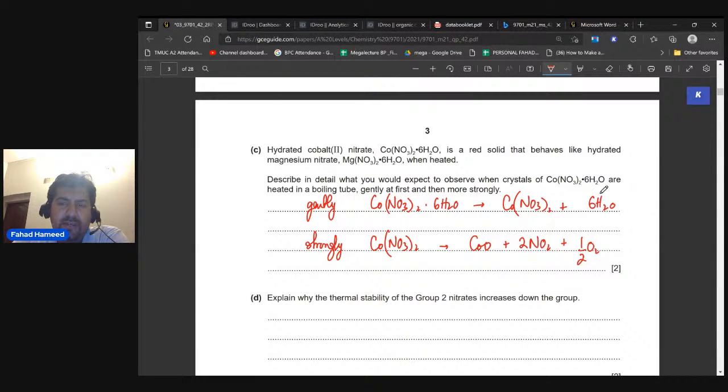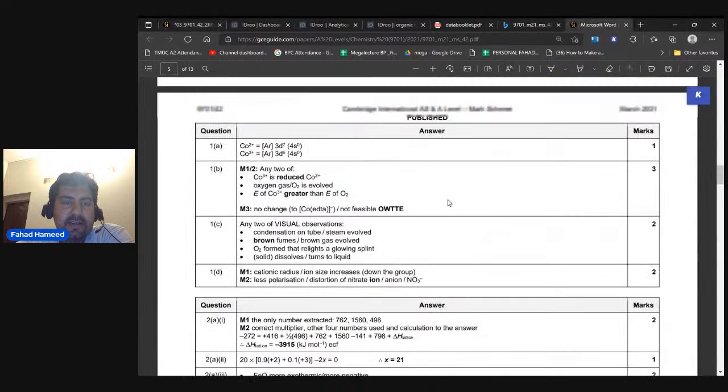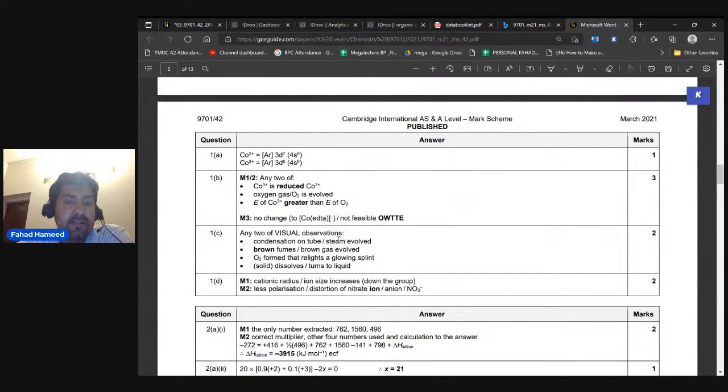So steam, first one, you're going to see water droplets, steam forming, and the second one is you're going to see brown gas forming. That's about it. That is what you're going to see. So I'm going to just check what the visual observations are. Condensation on tube or steam evolved. That's one. Brown fumes, that gets you your 2 marks.